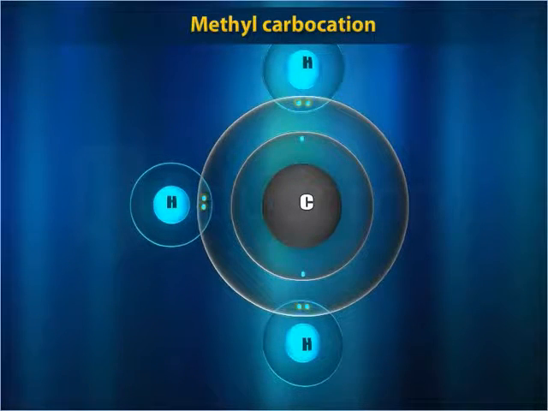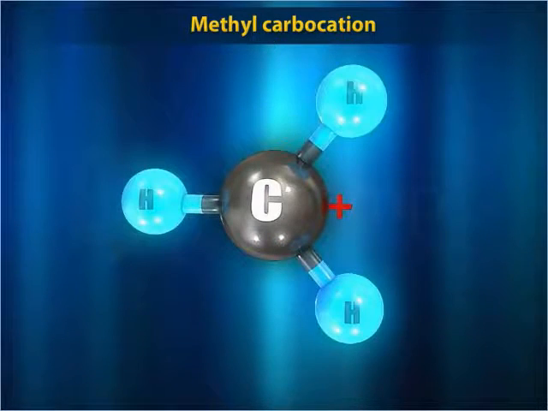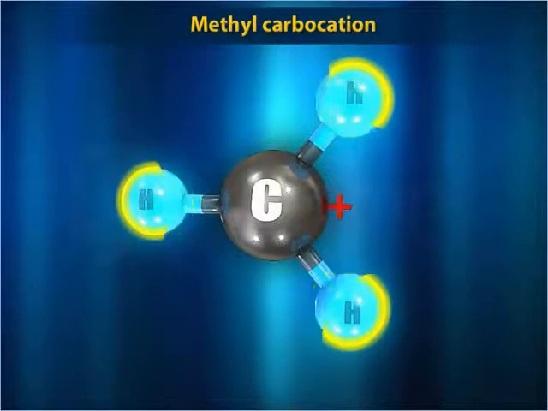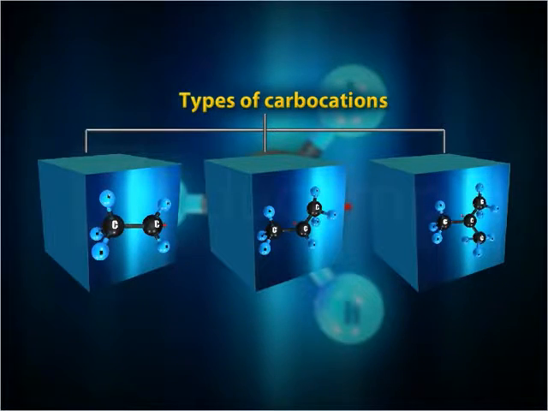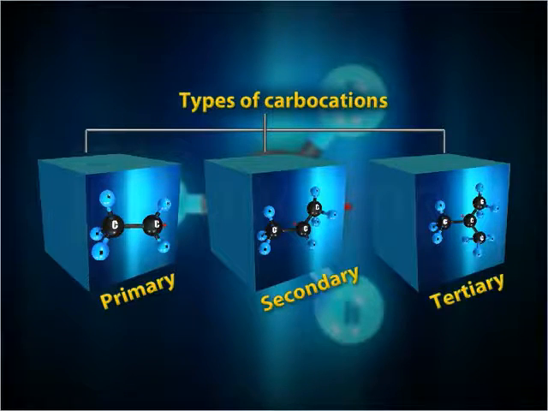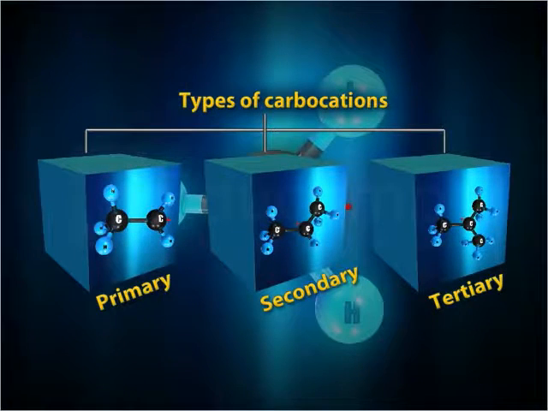The simplest carbocation is methyl carbocation, having only one positively charged carbon atom which is linked to 3 hydrogen atoms. The carbocations are classified as primary, secondary and tertiary depending upon the link of positive carbon atom with 1, 2 and 3 carbon atoms respectively. Let's study about them one by one.